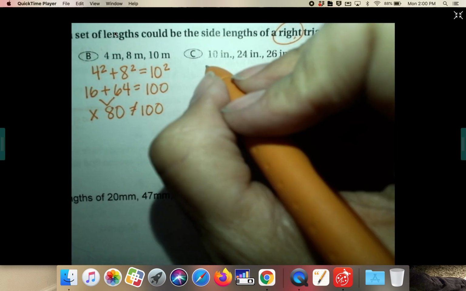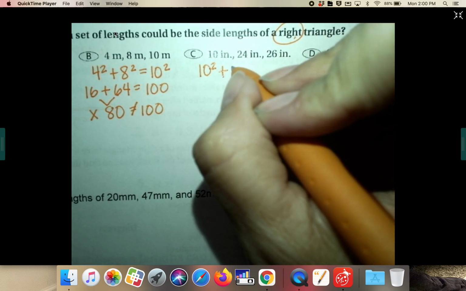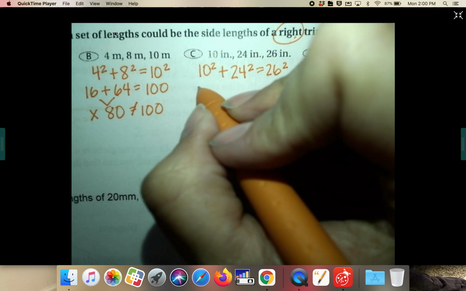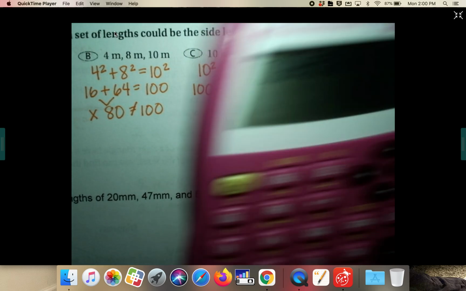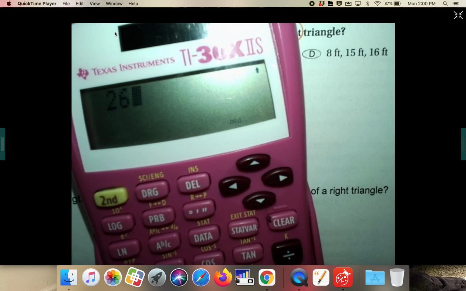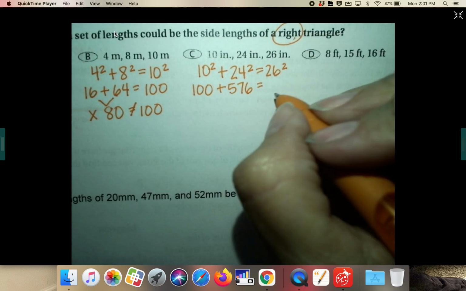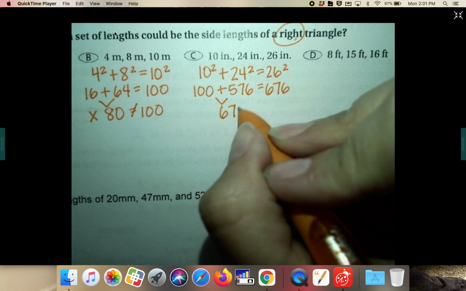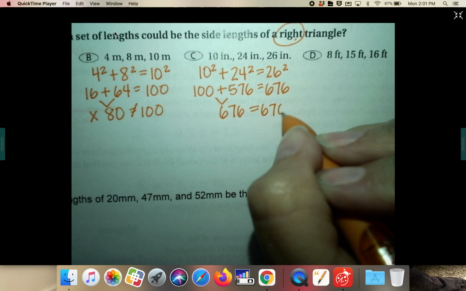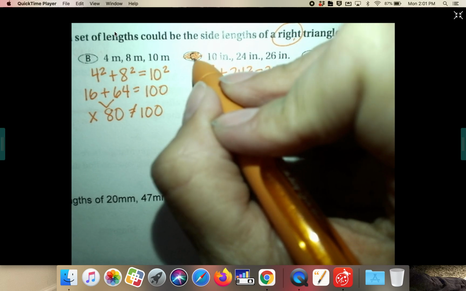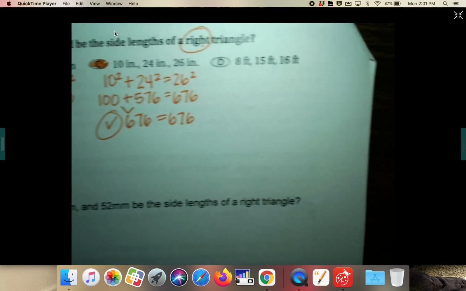Let's keep going. 10 squared plus 24 squared equals 26 squared. We'll find out. 10 squared is 100. 24 squared is 576. Oops, I did that earlier and I forgot. 26 squared is 676. So 576 plus 100 is 676, which does equal 676. So this one could definitely be a right triangle. So I think there's only one correct answer, but let's be sure.